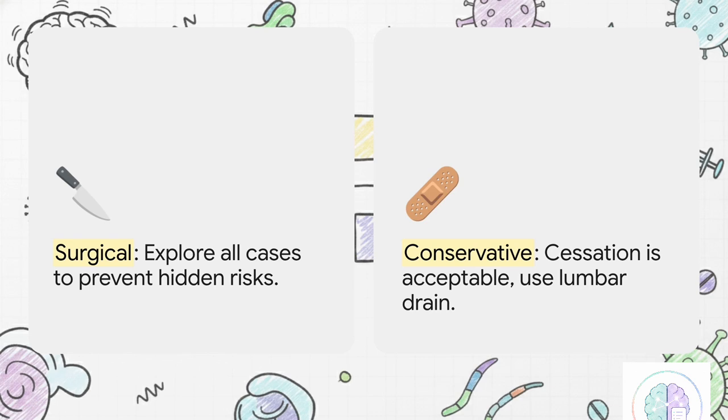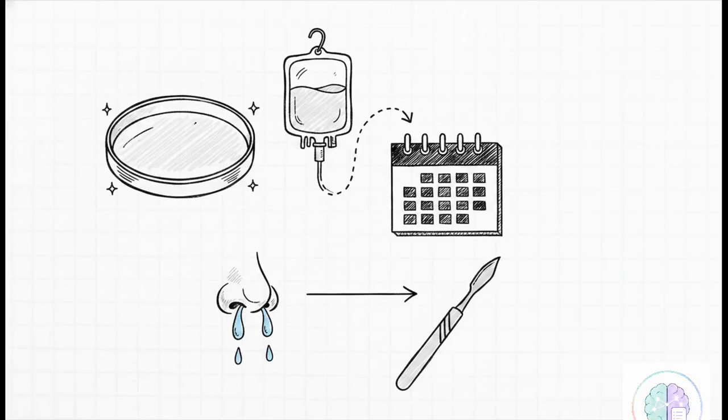On the flip side, the conservative camp argues that spontaneous cessation is totally acceptable. They'll often just use a lumbar spinal drain to relieve the pressure and let the tissue heal naturally. Whichever side of that debate you're on, there is a hard and fast consensus on the final treatment protocol for the infection. You absolutely must continue IV antibiotics for 1 full week after the CSF is officially sterilized. If that week ends and the patient is still dealing with persistent rhinorrhea, the conservative approach is out the window, and surgical repair is definitively recommended.